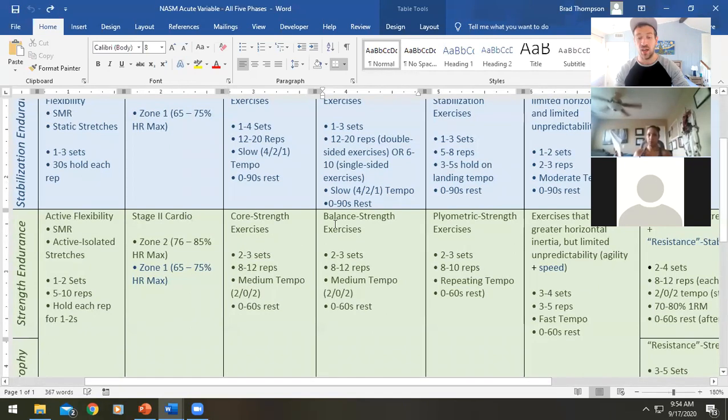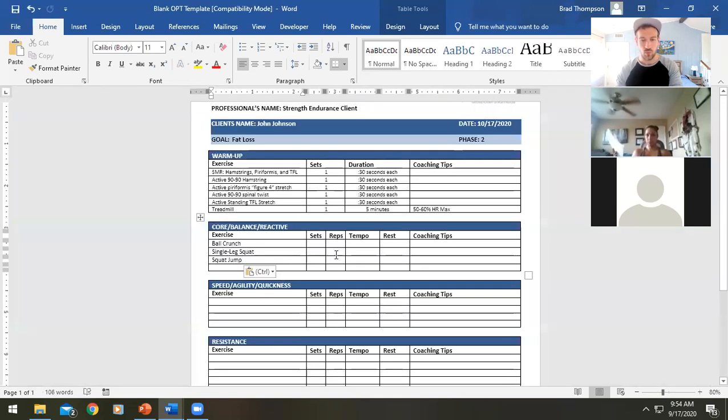So then, same thing with our balance strength, 2-0-2 tempo, right? And our plyometric strength is now performed at a repeating tempo. So we are gonna go 2 sets of everything. Let's go with 12 reps of everything. Actually, we gotta go 10 reps on the plyometric.